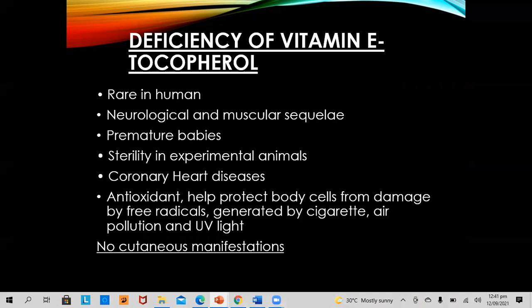This deficiency is rare in humans, but if it occurs, it can cause neurological and muscular sequelae, premature babies, sterility in experimental animals, coronary heart disease, and the antioxidant effect helps protect the body from damage by free radicals, which are generated by cigarette, air pollution, and ultraviolet light. This is the reason we prescribe vitamin E as anti-aging.